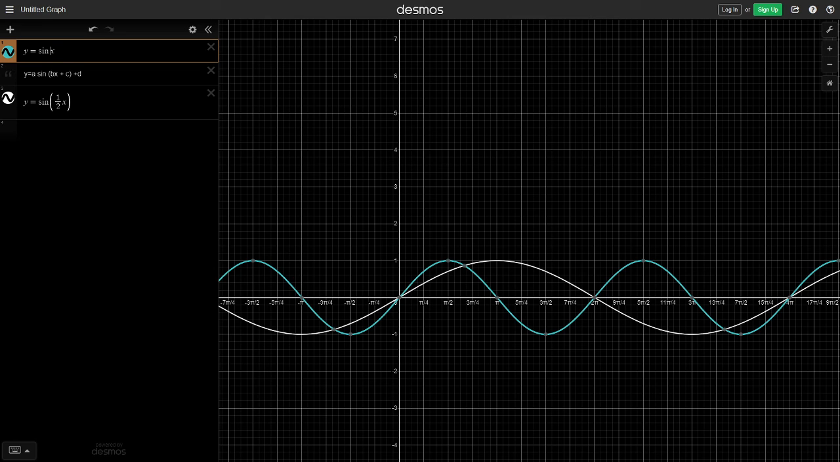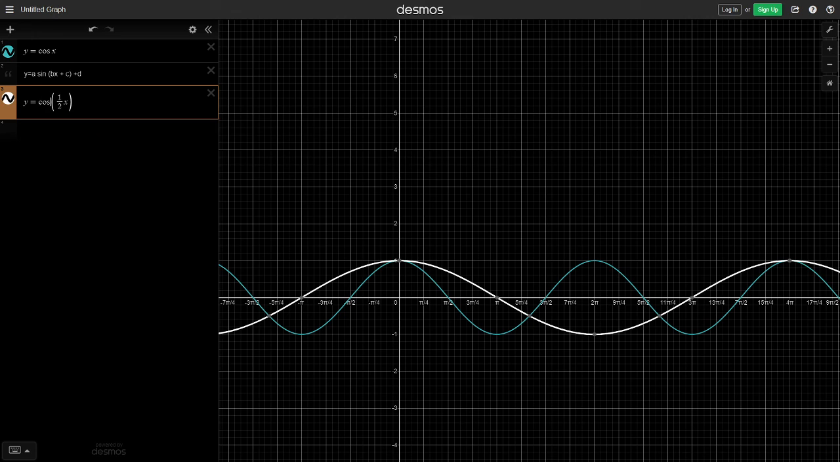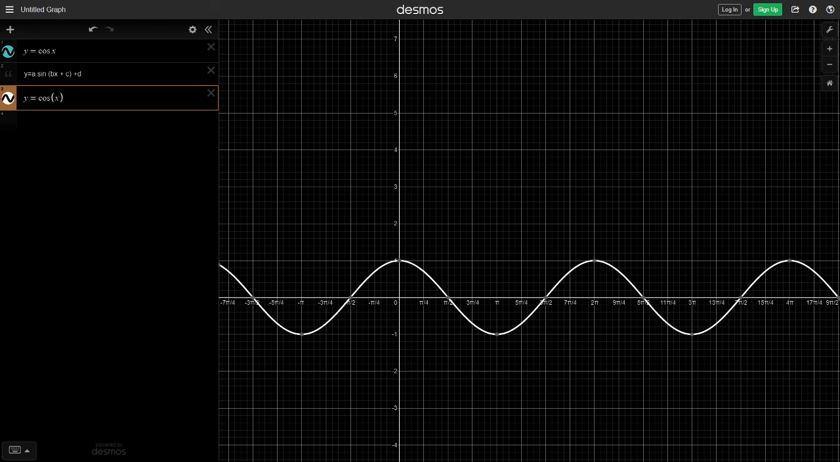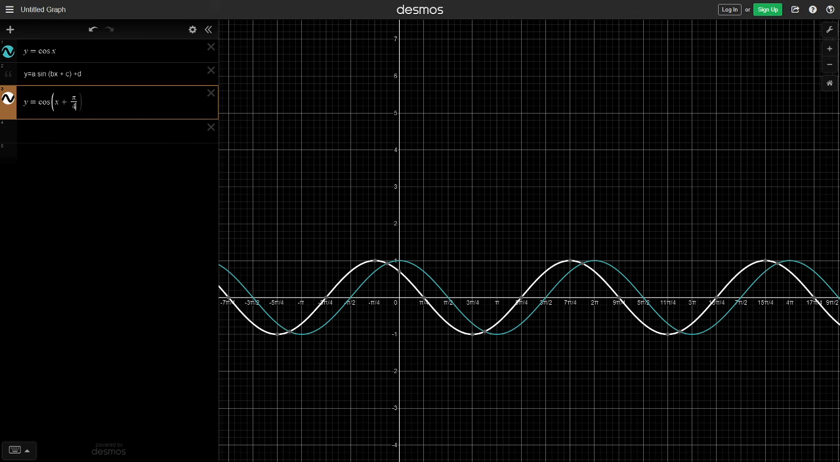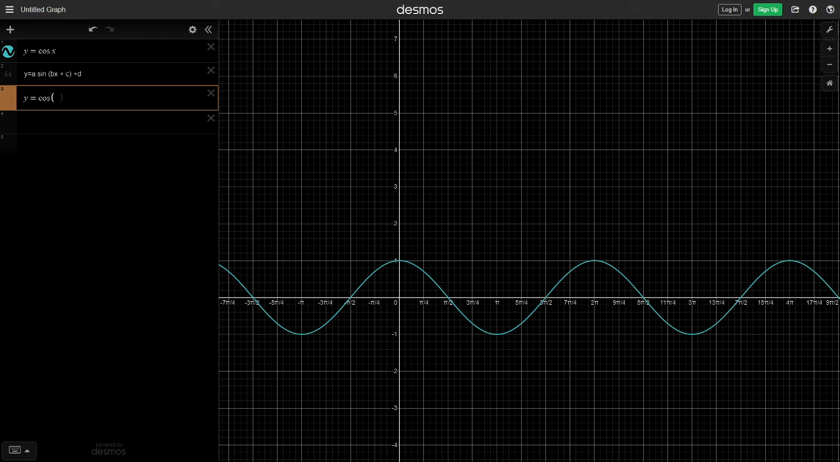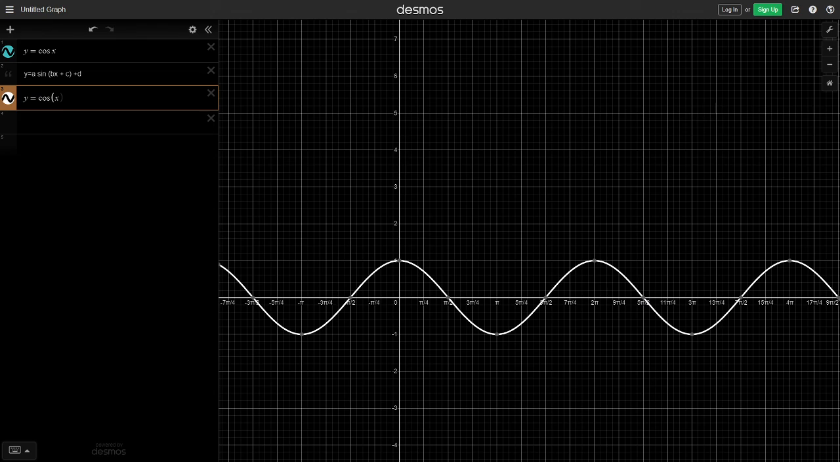So if you look at cosine x, for instance, versus cosine of 1/2 x, it's going to be the same thing. All the changes will be similar in terms of moving it up and down, in terms of moving it left or right, and in terms of changing your amplitude. All the same changes apply to both sine and cosine.